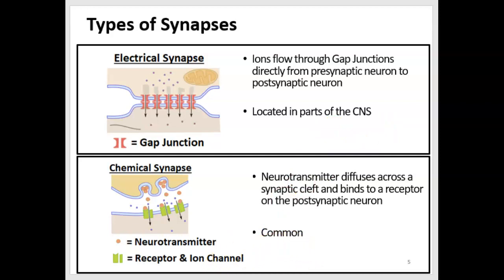Chemical synapses are very common. They include a neurotransmitter diffusing across a space that exists between the presynaptic neuron and the postsynaptic neuron. This space is called the synaptic cleft. And so a neurotransmitter is released by exocytosis from the presynaptic neuron, and it diffuses across the synaptic cleft and binds to a receptor on the postsynaptic cell. This is very common in muscle, glands, and parts of the nervous system.